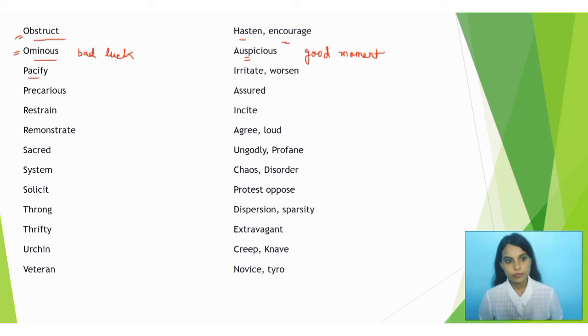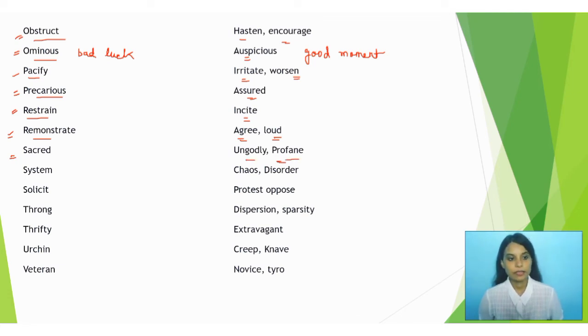Next word is pacify, the opposite of which is to irritate or worsen. The next word is precarious, the opposite of which is assured. The next word is restrain, the opposite of which is incite. The next word is remonstrate, the opposite of which is agree or to be loud. The next word is sacred, the opposite of which is ungodly or profane.